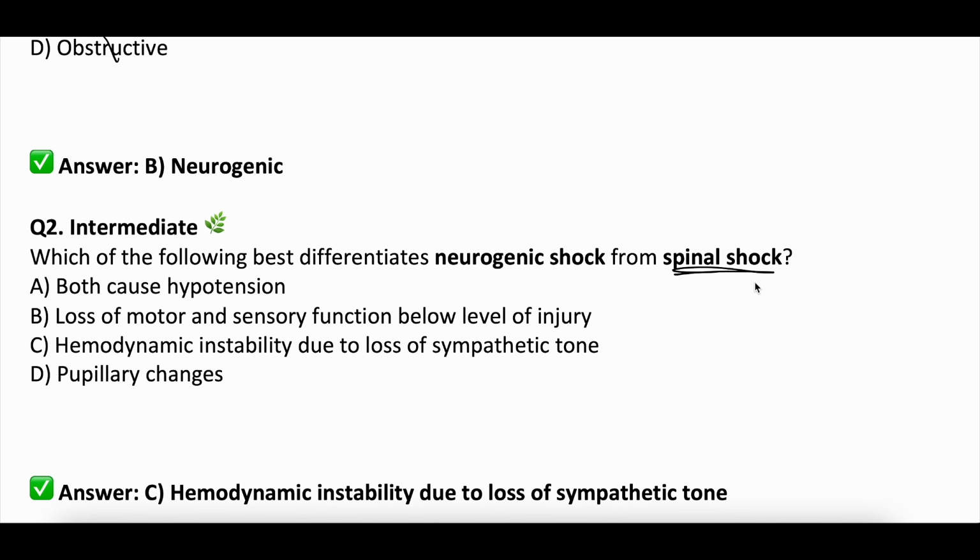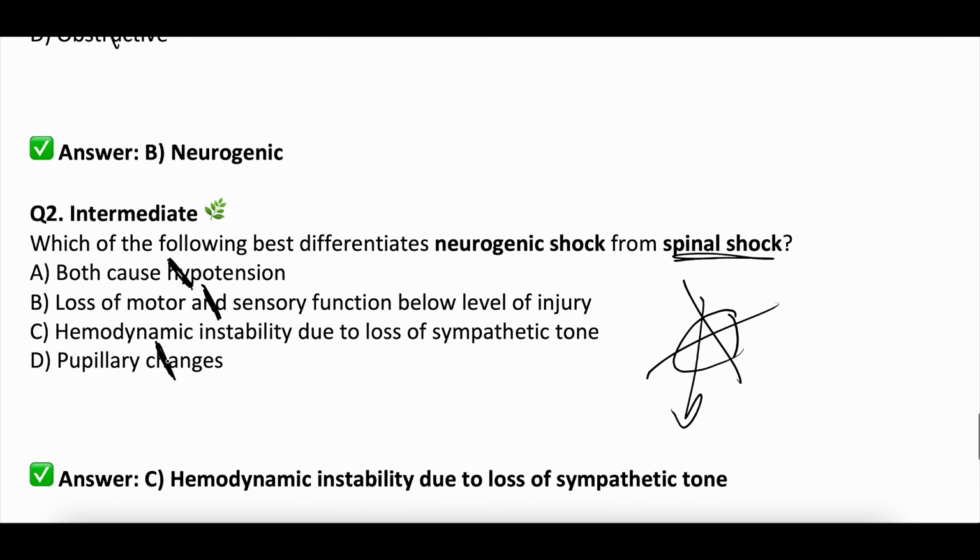So remember, spinal shock does not have hemodynamic instability from loss of sympathetic tone. Okay, both of them do not cause hypotension. Spinal shock usually doesn't have hypotension. Both of them often have loss of motor and sensory function below the level of injury. And the pupillary changes is just a random thing. So hemodynamic instability due to loss of sympathetic tone best differentiates these two because in neurogenic shock you will have that. In spinal shock you don't typically.